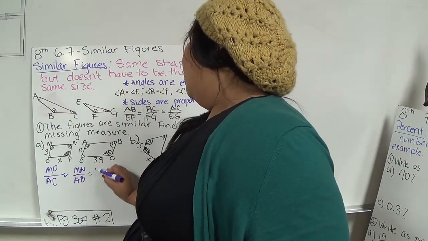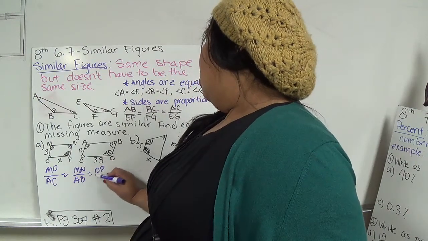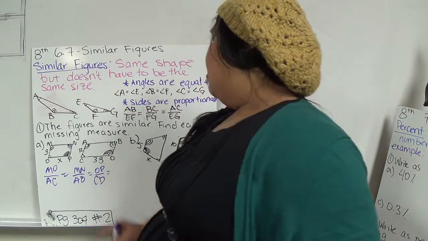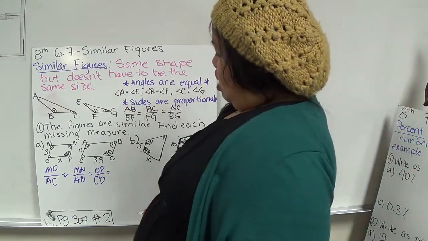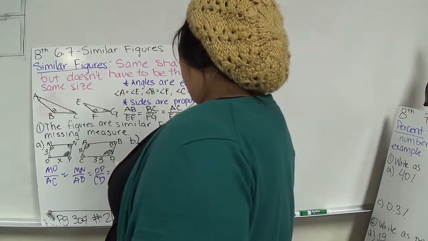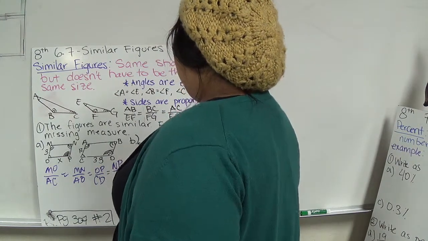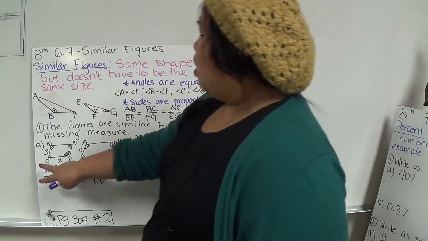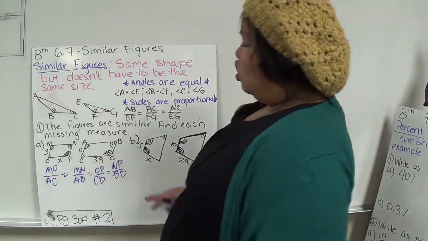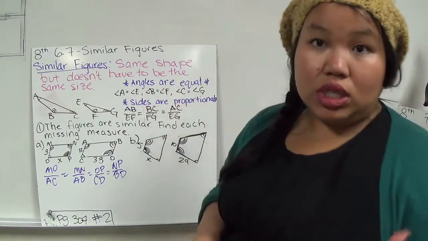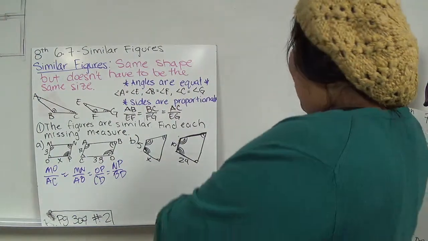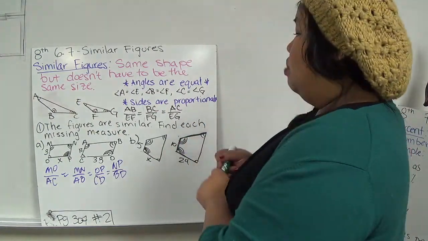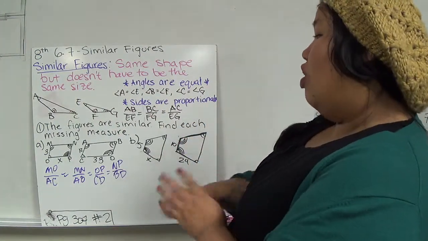OP should be, not equal, sorry, but proportionate to CD. And then NP should be proportionate to BD. That means if I fill these all in and found the decimals of all of this, it should give me the same number, which is the scale factor. But I don't need to solve 4 different fractions, because it's only asking me to find x, not all the missing sides.